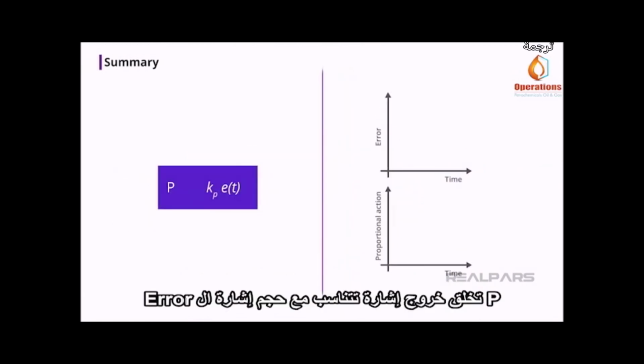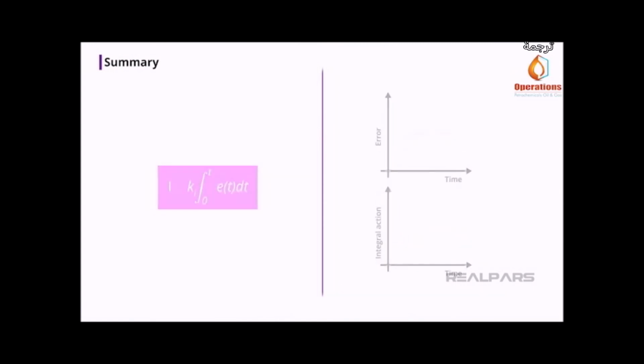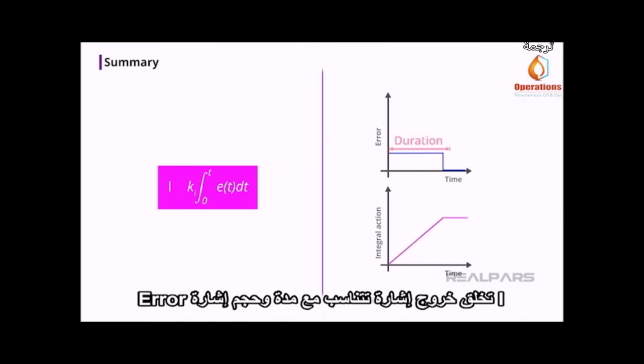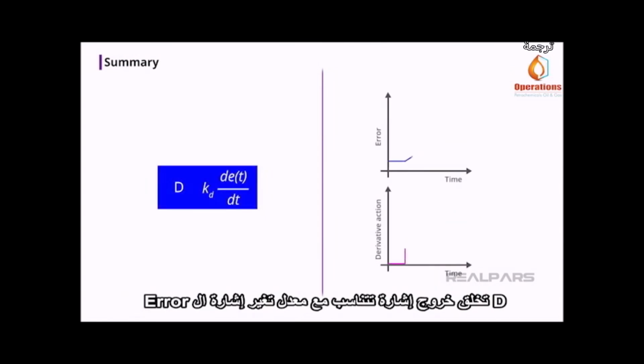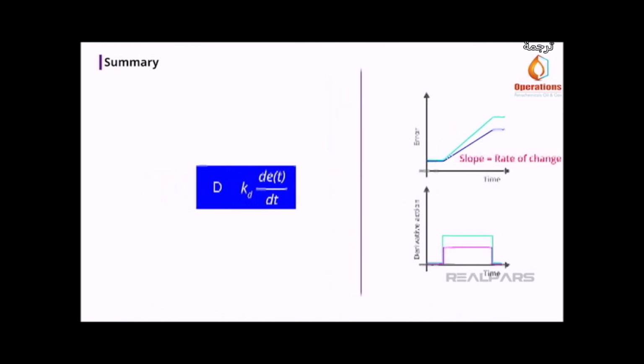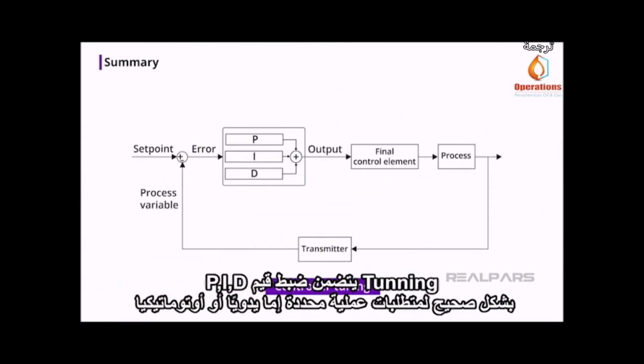The proportional block creates an output signal proportional to the magnitude of the error signal. The integral block creates an output proportional to the duration and magnitude of the error signal. The derivative block creates an output signal proportional to the rate of change of the error signal. Controller tuning involves correctly setting the controller P, I, and D values for specific process requirements, either manually or automatically.